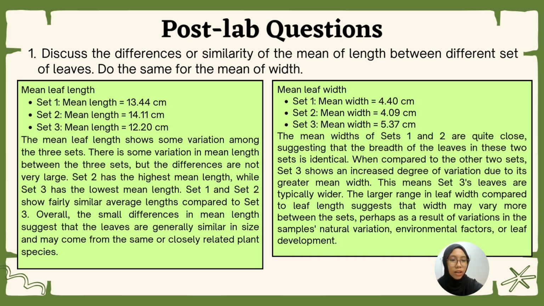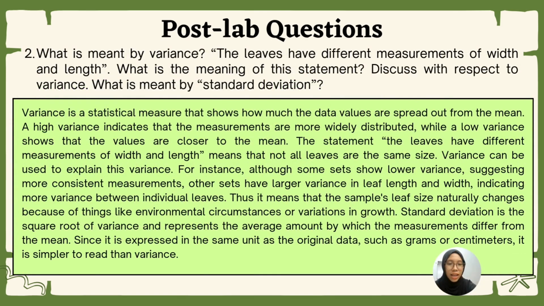In this slide, we compare the mean length and width across the three different sets. While the lengths stayed fairly consistent, we notice more variation in the width of the leaves. This suggests that while the leaves are likely from the same species, environmental factors might affect their width more than their length. Next, we move to the statistical side of things, variance and standard deviation.